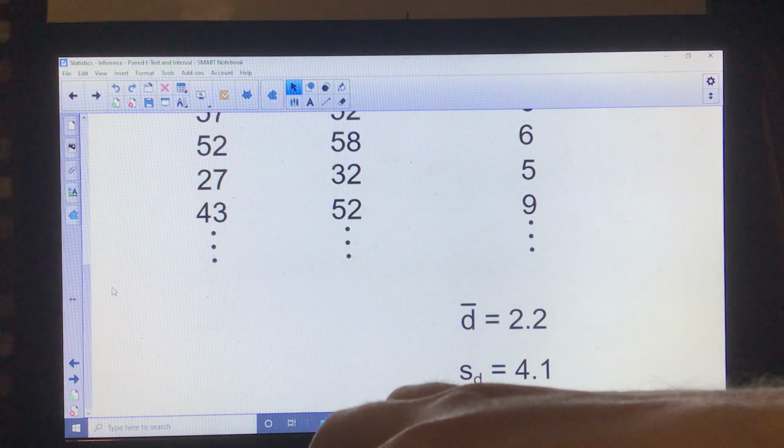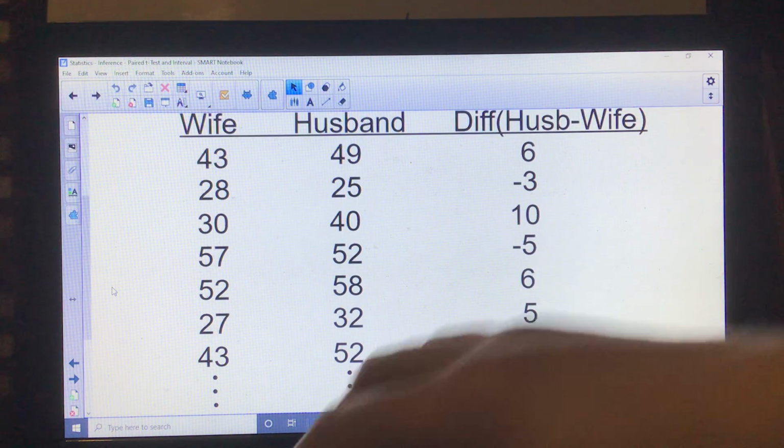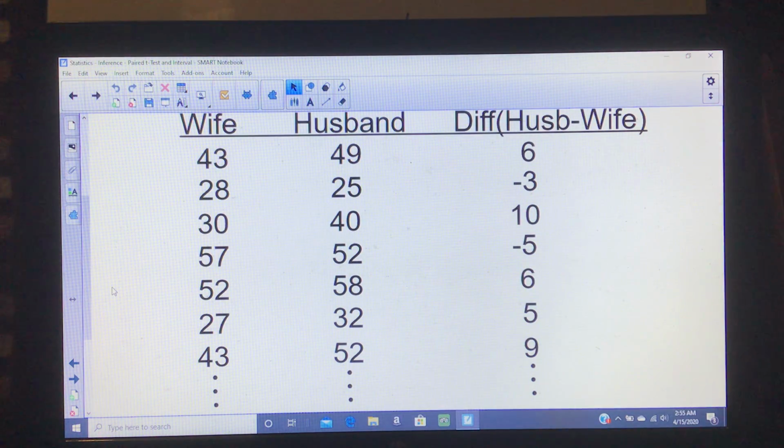So in the first column, if I can get this right, the first column is the wife, and the second column is the husband. So as we go through this data, we see couple 1, the wife was 43, the husband was 6 years older at 49. In the second couple, the wife was 28, and the husband was actually younger, he's 25. Third couple has the wife 30, the husband 40, a 10-year difference, and so on.